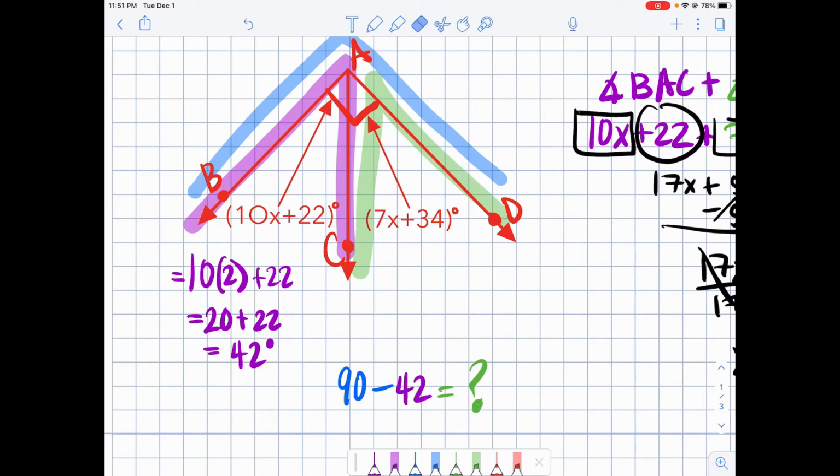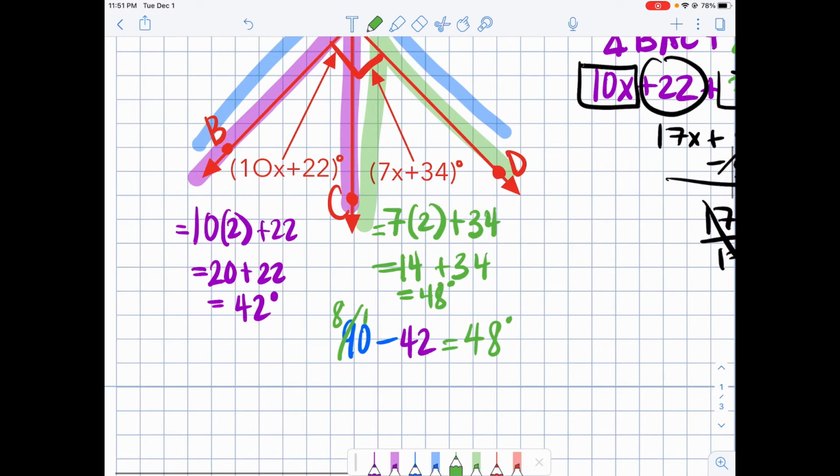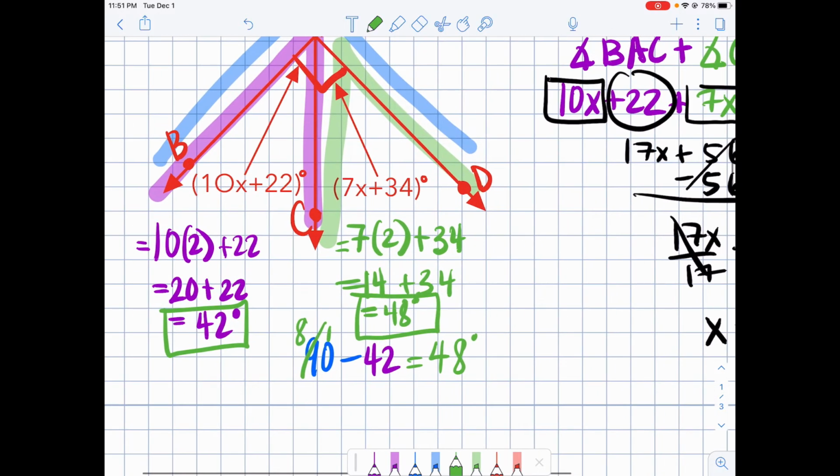So we can subtract that first, or we can plug in. I'm going to do both, and I'm going to subtract this here. If I subtract that, that's going to be 48. So that angle should be 48. And like I said, I'm going to do both just so we can check the work. So I'm going to plug in 7 times 2 plus 34. And 7 times 2 is going to be 14 plus 34. And turns out, yeah, that does equal 48. So once again, here I found each of these angles, and now I'm done with my problem.